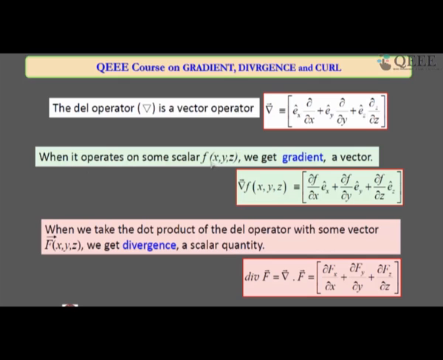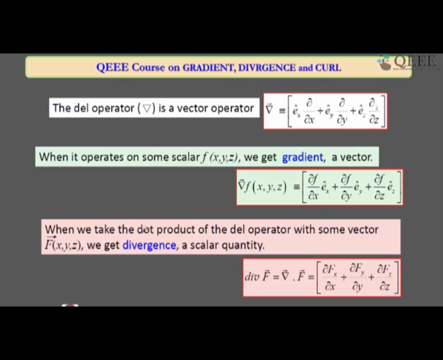Now, when it operates on a scalar f, you get the gradient. That is what we saw in the first lecture. The gradient is written like this. See how it operates on f and gives you this, a vector. That was what we discussed in the first class.